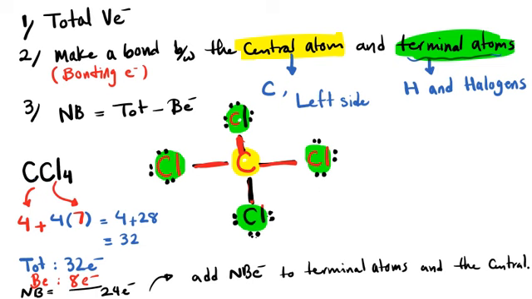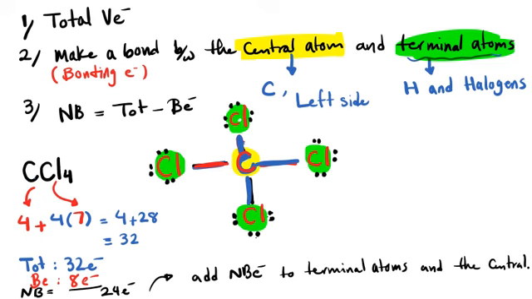So this is the Lewis structure of CCl4. I'm going to double check that the central atom follows the octet rule. Looking at the carbon: 2, 4, 6, and 8. So the carbon atom follows the octet rule, and we are done with this example. In the next slides, I'm going to work on a couple more examples, and we are going to use this strategy for every single compound.